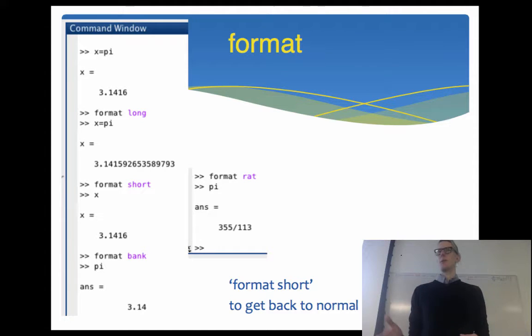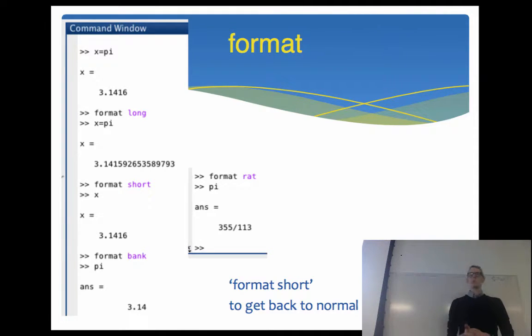Bank is useful, obviously, when you're working with currency. People do use it also when they're working with biological data, because sometimes 2 decimal places is more than enough with the degree of precision of many of these experiments. And I'll show you how to do some more customizing of specific numbers of decimal places as we get towards print statements. Rat will attempt to show it as a rational fraction, make an approximation at that anyway. We don't use that much. So format short is the default and probably the most useful. It gives you a nice amount of precision.